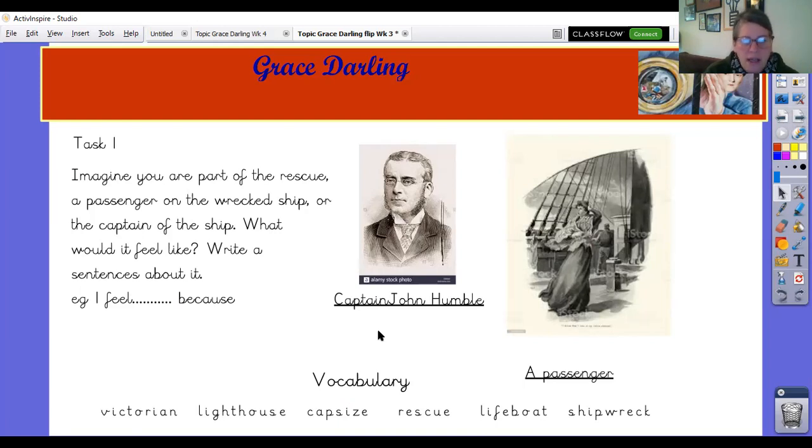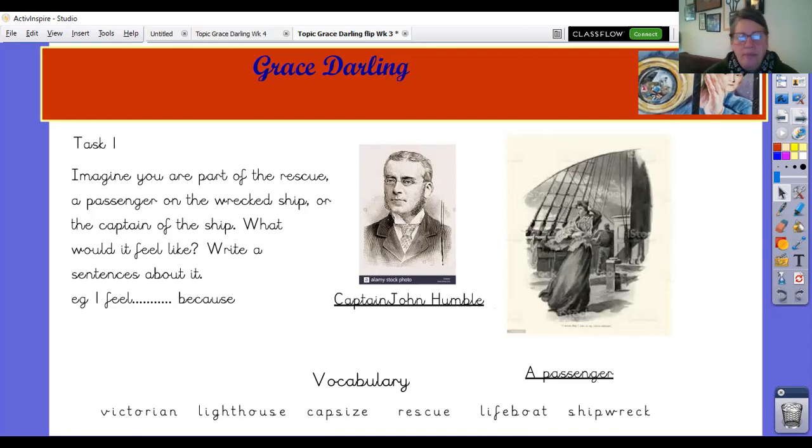So imagine that you are one of those. What would it feel like? Write a few sentences about it. You could start with, I feel, and then you could use the conjunction because. Tell us how you feel and then say why you feel like that. And down at the bottom, I've put some vocabulary in here, some words, to help you with your spellings that you might want to use that are connected to the story.